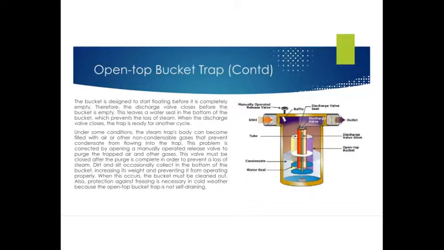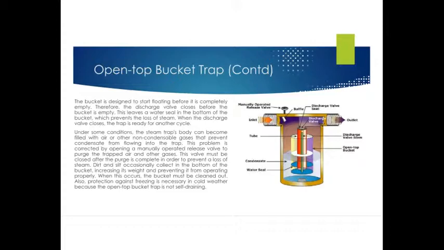The bucket is designed to start floating before it is completely empty. Therefore the discharge valve closes before the bucket is empty. This leaves a water seal in the bottom of the bucket which prevents the loss of steam. When the discharge valve closes, the trap is ready for another cycle.